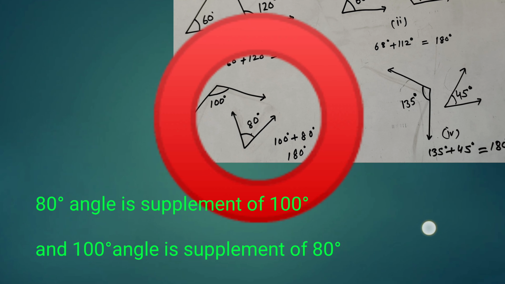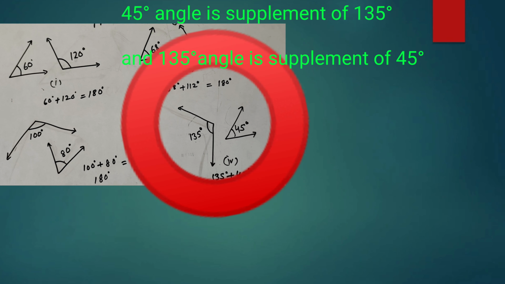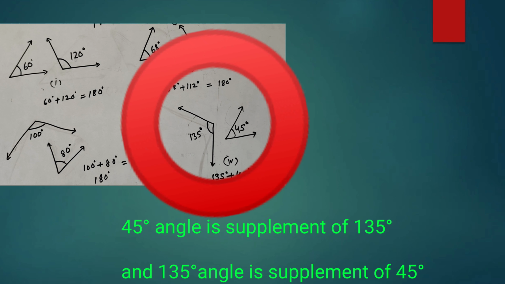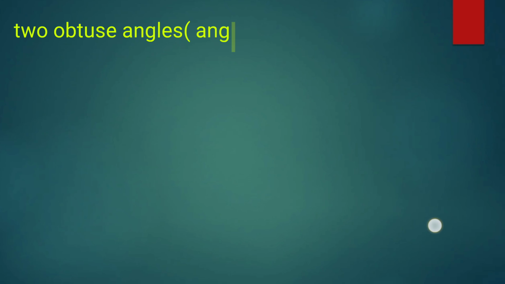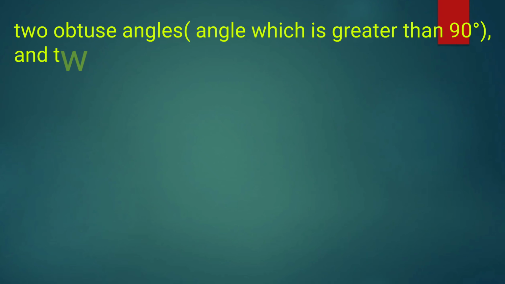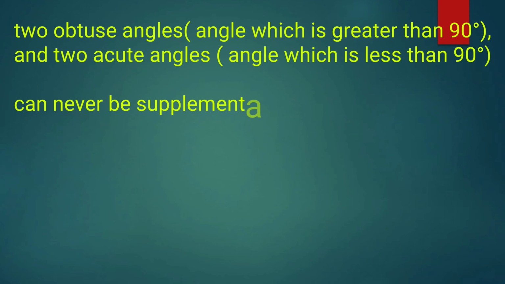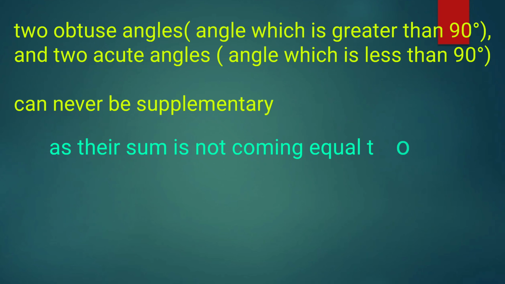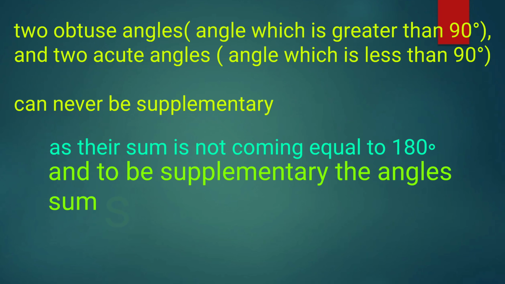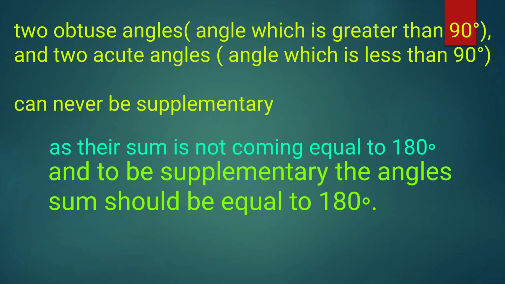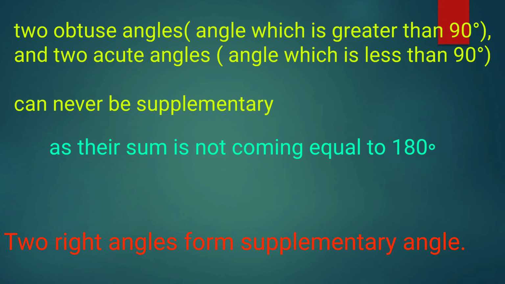In this, 80 degree angle is supplement of 100 degrees and 100 degree angle is supplement of 80 degrees. In this, 45 degree angle is supplement of 135 degrees and 135 degree angle is supplement of 45 degrees. Two obtuse angles, angles greater than 90 degrees, and two acute angles, angles less than 90 degrees, can never be supplementary as their sum is not equal to 180 degrees, and to be supplementary the angle sum should be equal to 180 degrees. And two right angles form supplementary angles.